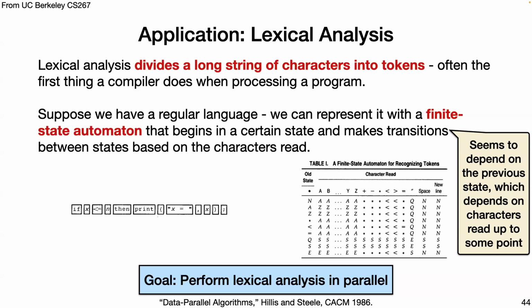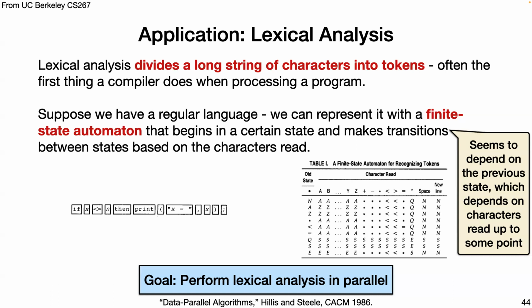Suppose that we have some regular language, which is something the compiler uses to understand programs. We can represent it with an automaton that starts in some state, and transitions between states based on what characters you've read. This is how programming languages work. You start in some initial state, and based on the characters in the lines of code, you can move to different states, and you can say which ones are operators and so on.